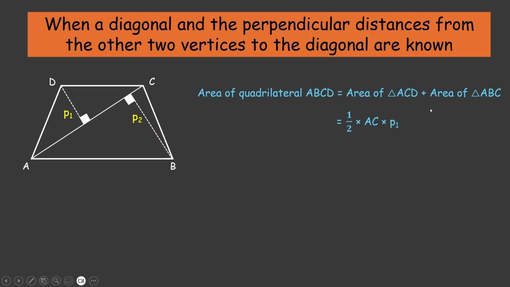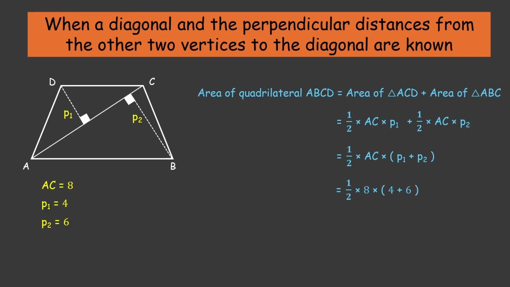Similarly, the area of triangle ABC is half into AC, which is the base, into P2, which is the height. So half into AC into P2. Now we can take half into AC as common and we are left with P1 plus P2. Let's say these are the dimensions. The diagonal is 8 units, P1 is 4 units and P2 is 6 units. Let's put the values. So we get 6 plus 4, that is 10, and that will be 80 divided by 2, which is 40 square units.